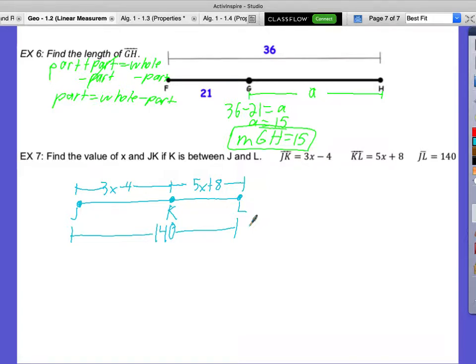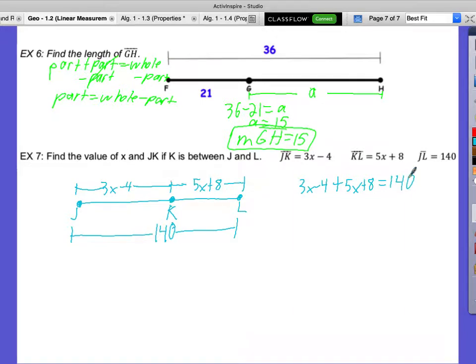Okay, does anyone have it and want to share what the equation would be? Like 3x minus 4, and then set it equal to a variable. Okay, not quite. Okay, Braden. 3x minus 4 plus 5x plus 8 equals 40.